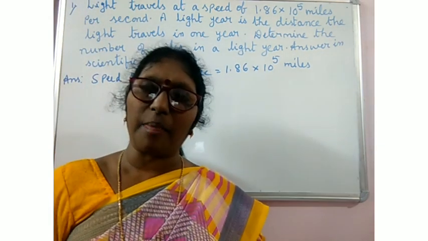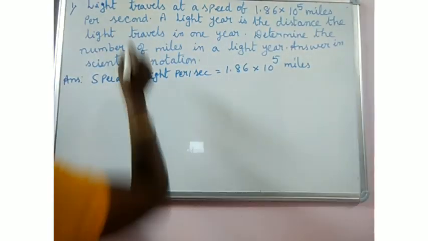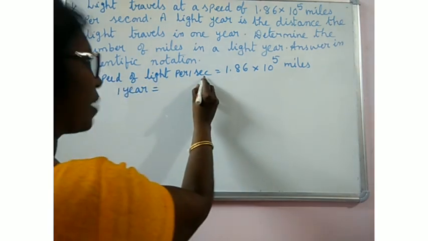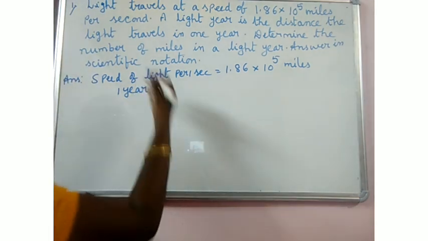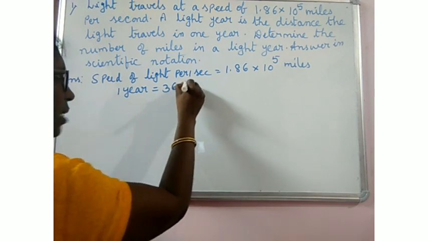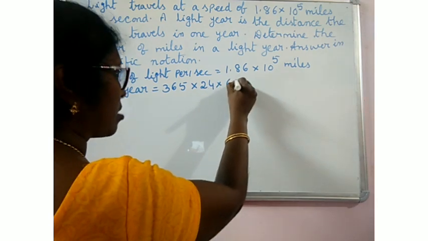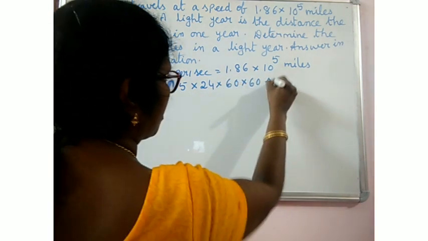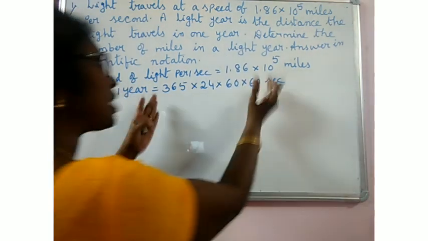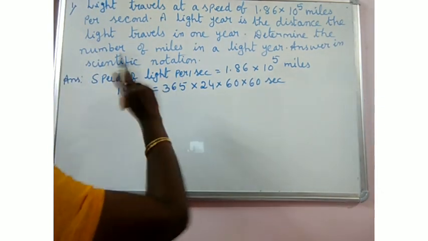You know, light year means the distance the light travels in 1 year. So 1 year means how many seconds? Let us find out, because the speed of light per 1 second is given to us. We know that 1 year equals 365 days, 1 day is 24 hours, 1 hour is 60 minutes, 1 minute is 60 seconds. So 1 year means these many seconds. If you multiply the speed by this many seconds, that is the light year.